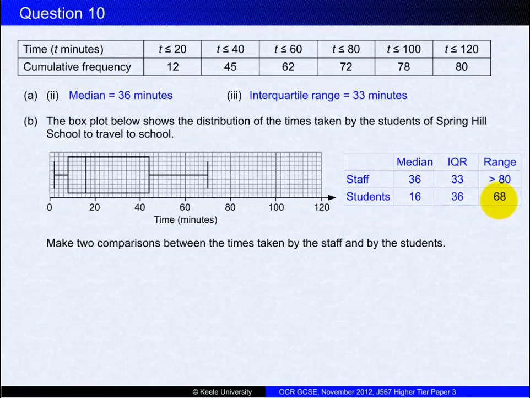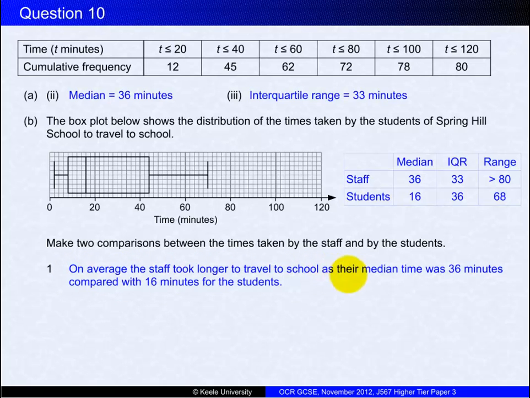It's easy to comment on the average. We've got a big difference in the medians. So our first comparison can be, on average, the staff took longer to travel to school, as their median time was 36 minutes, compared with 16 minutes for the students.